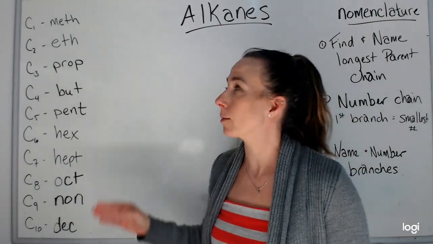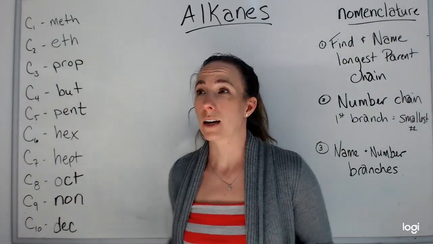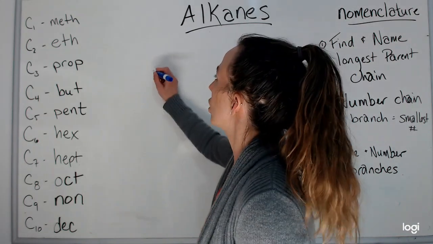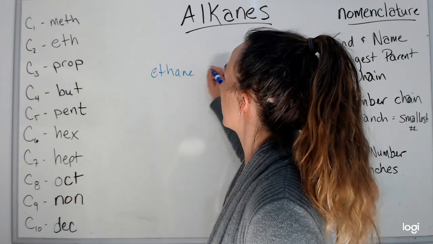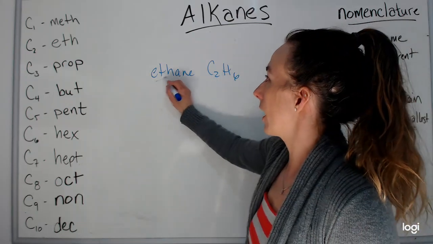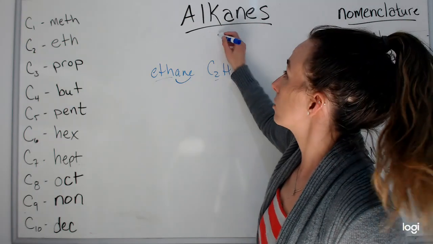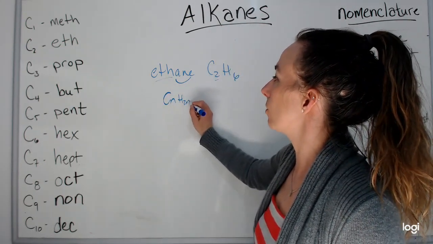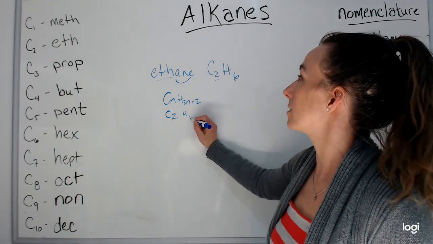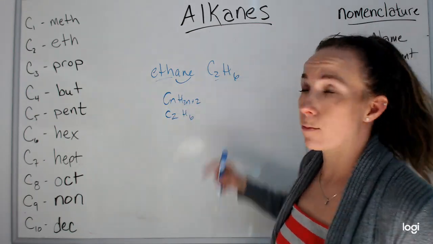And eth is 2 carbons and prop is 3 carbons. Let's see if you already know this. An organic compound like ethane, which you had to memorize in Science 10, is C2H6. First of all, eth has 2 carbons, and ane means it's an alkane and follows the general formula CnH2n+2. So C2H2 times 2 plus 2 is 6. So eth for 2, ane for the general formula, and I end up with that organic compound that you had to memorize.